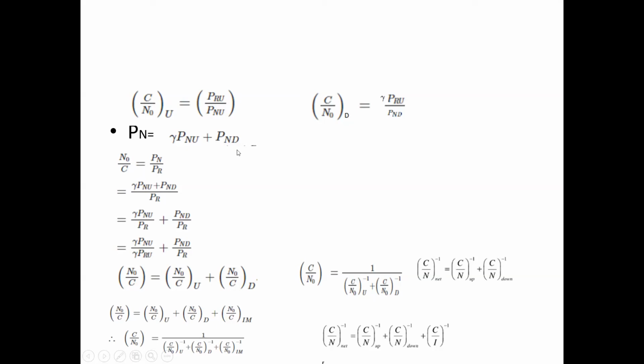For the convenience of derivation, instead of C by N, we take N by C total, which is the total noise divided by the total power being received at the earth station. So just substituting the values and separating them, what we get is this equation, which represents the noise to signal ratio of uplink, and this represents the noise to signal ratio of the downlink. These can be further represented like this by converting N by C to C by N to the power of -1.